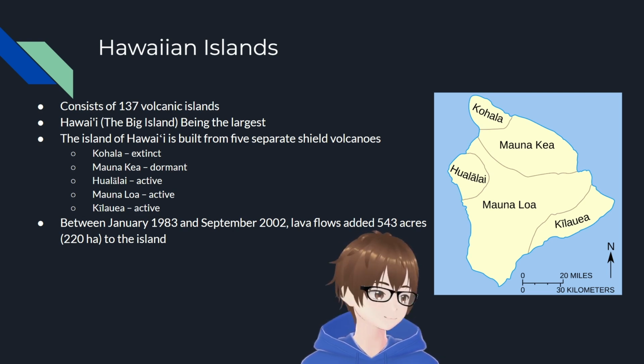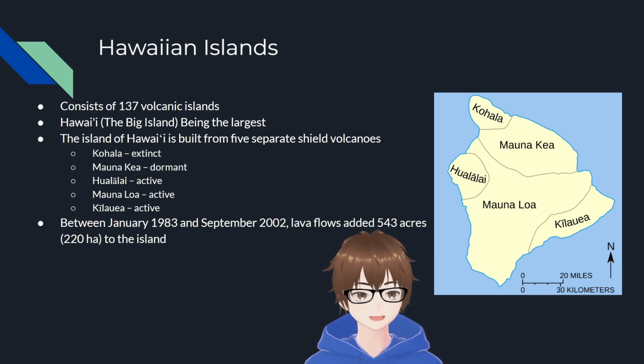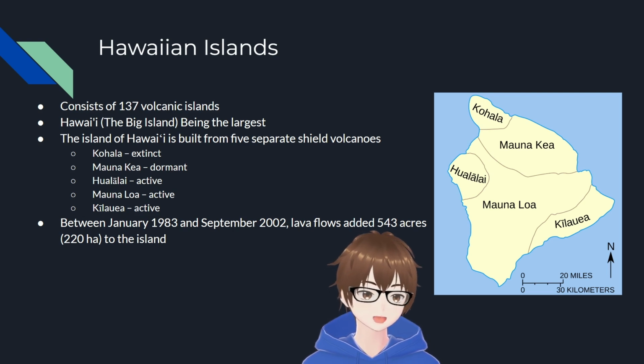Then we have Mauna Kea, which is a dormant volcano, like we said, probably not going to erupt anytime soon, but also has the ability to, I guess. Then we have Hualalai, which is an active volcano. Then we have the biggest of them, Mauna Loa, which is an active volcano. Then we have Kilauea, which is an active volcano also. And those are the 5 volcanoes that are on the big island, the largest of them.